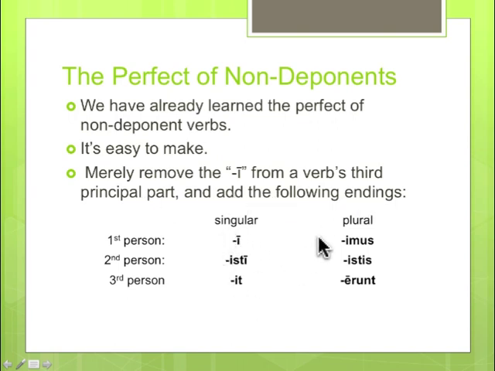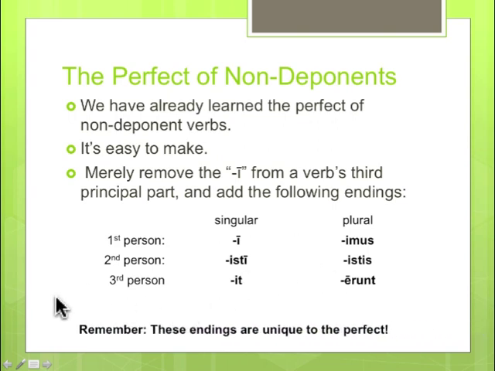-i, -isti, -it, -imus, -istis, -erunt. Do remember, these endings are unique to the perfect. We learned two sets of endings in the past, one for non-deponent and one for deponent verbs, and those endings are used for all other conjugated tenses in Latin. However, these unique endings are used only for the perfect and must be memorized specially.